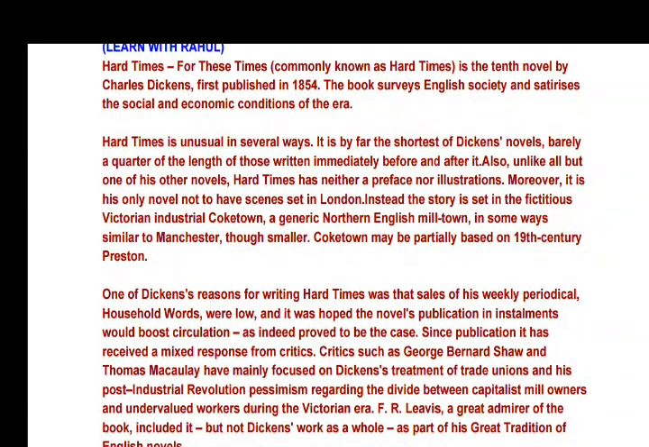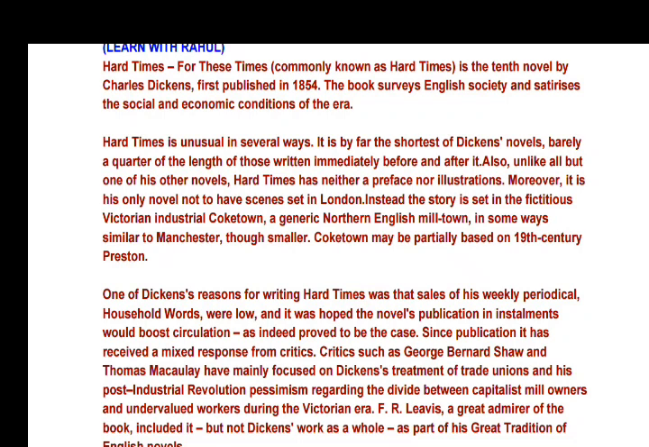Hard Times is unusual in several ways. It is by far the shortest of Dickens' novels, barely a quarter of the length of those written immediately before and after it. Also, unlike all but one of his other novels, Hard Times has neither a preface nor illustrations. Moreover, it is his only novel not to have scenes set in London.